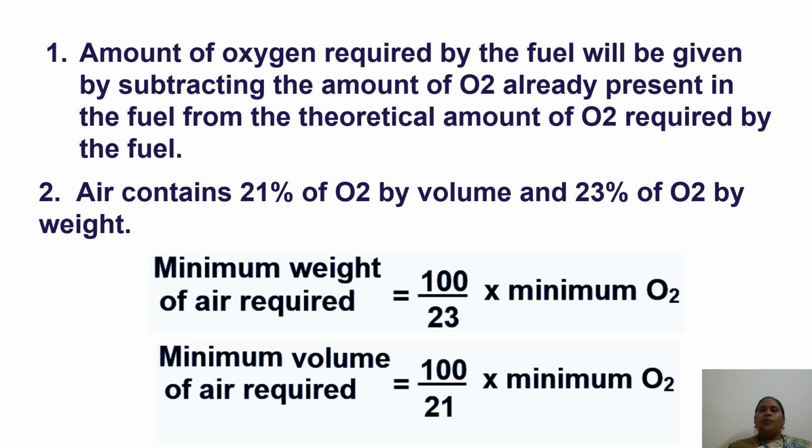Number 1. The amount of oxygen required by the fuel will be given by subtracting the amount of oxygen already present in the fuel from the theoretical amount of oxygen required by the fuel. The air contains 21% of oxygen by volume and 23% of oxygen by weight. Hence, the minimum weight of air required is given as 100 by 23 into minimum oxygen required, and the minimum volume of air required is given as 100 by 21 into minimum oxygen required.